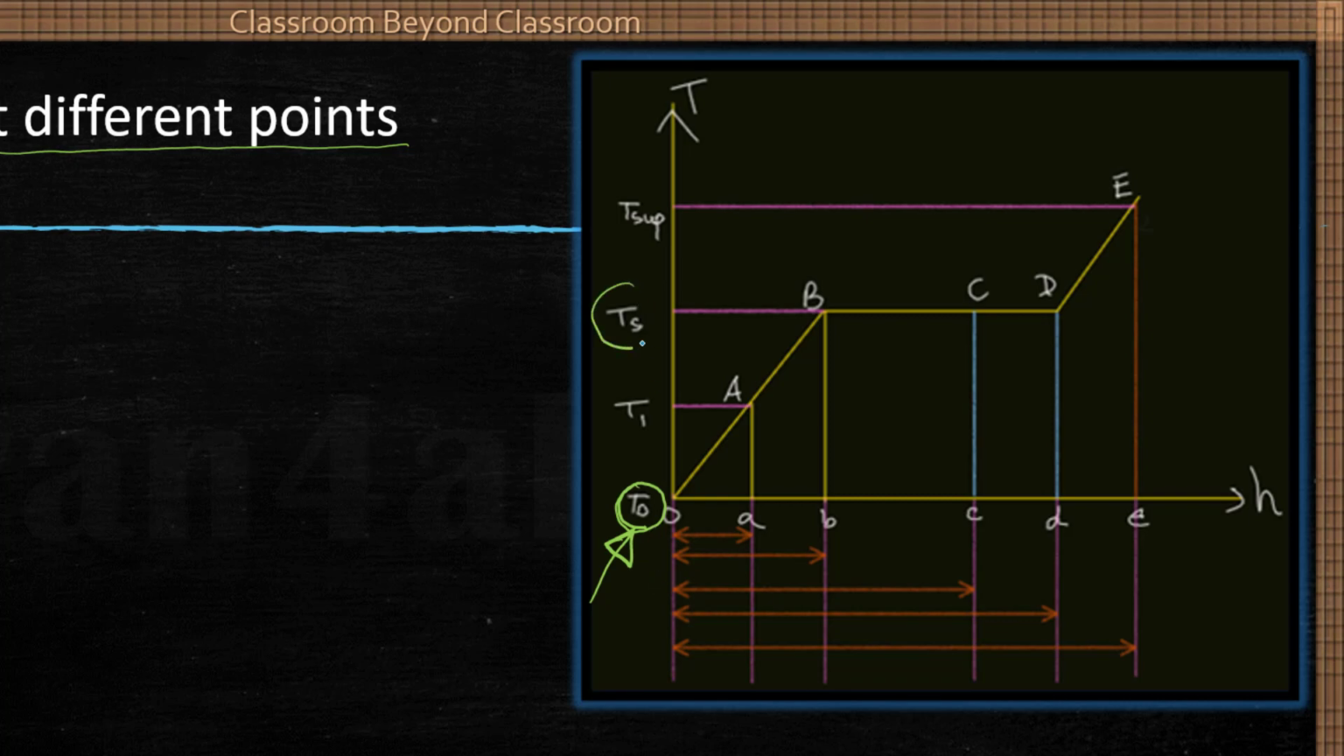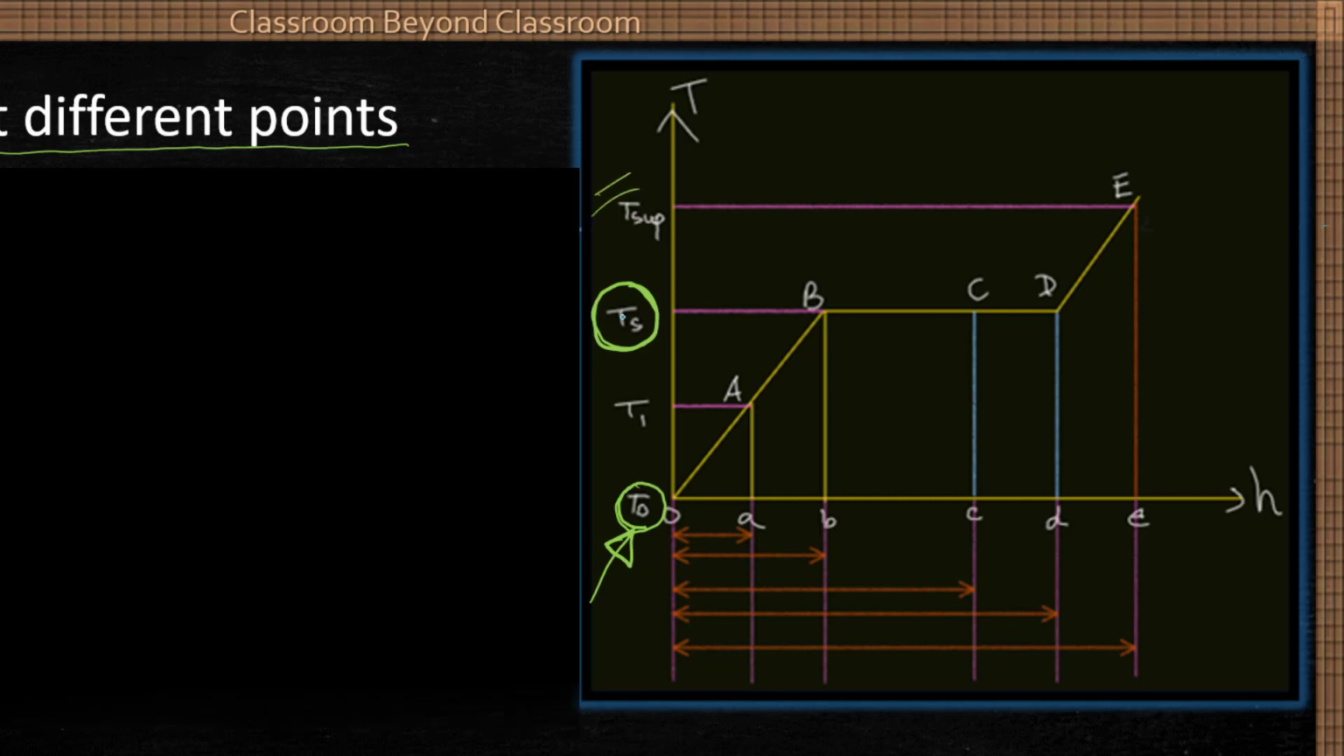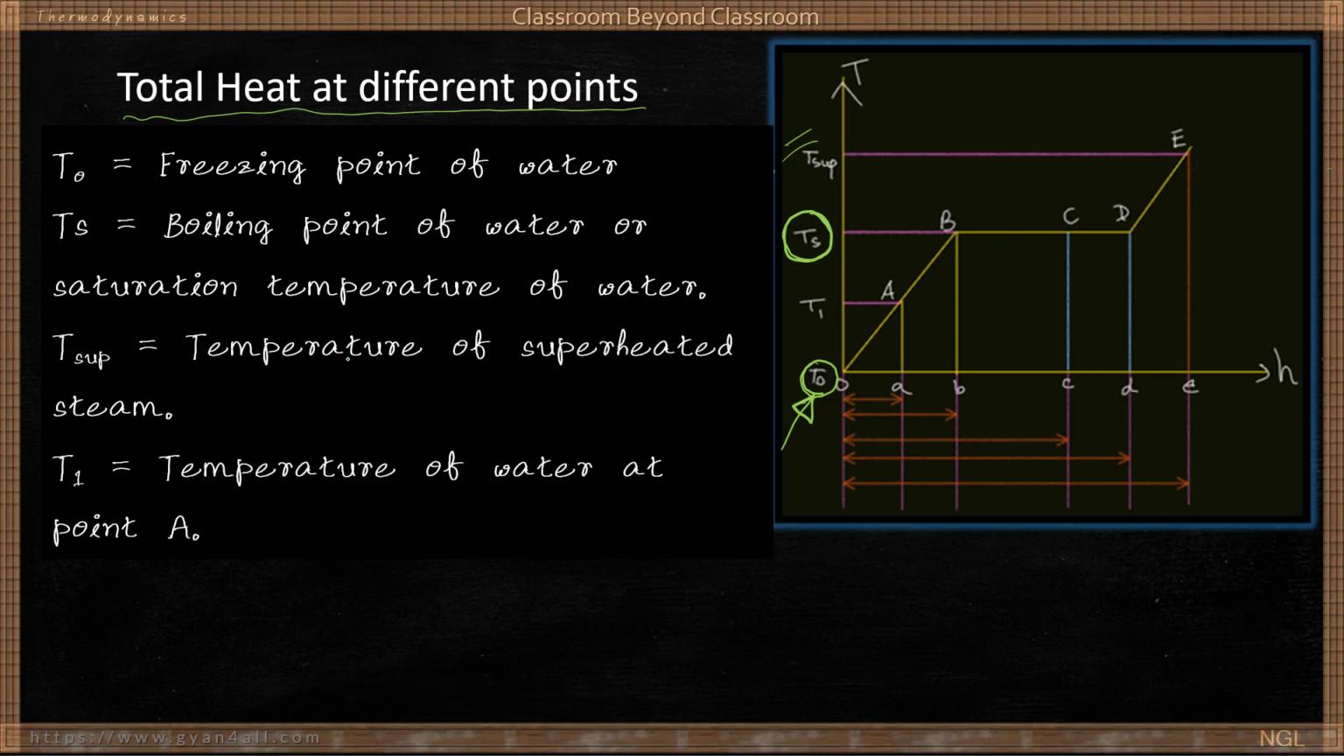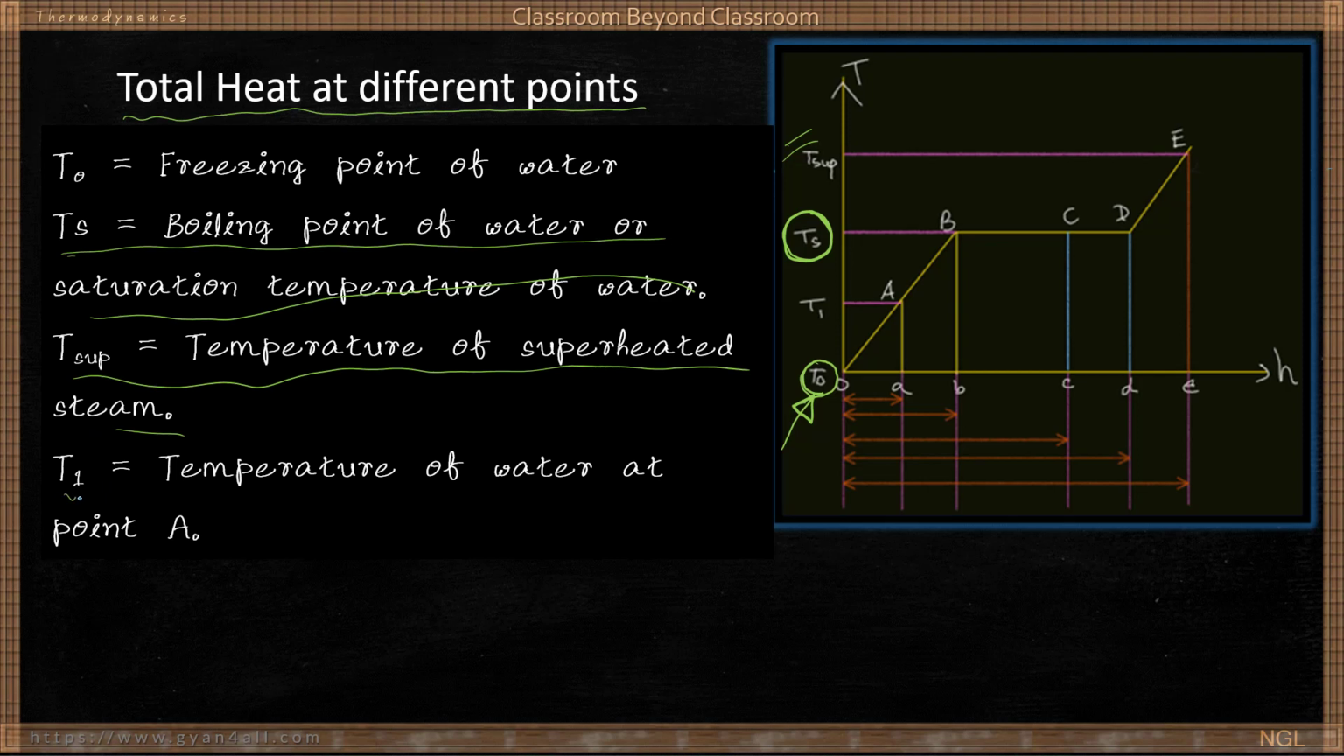And what is Ts? It is the boiling point of water, or we can say the saturation temperature of water. And T sup is the temperature of superheated steam. So T naught is the freezing point of water, Ts is the boiling point or saturation temperature of water, and T sup is the temperature of superheated steam.